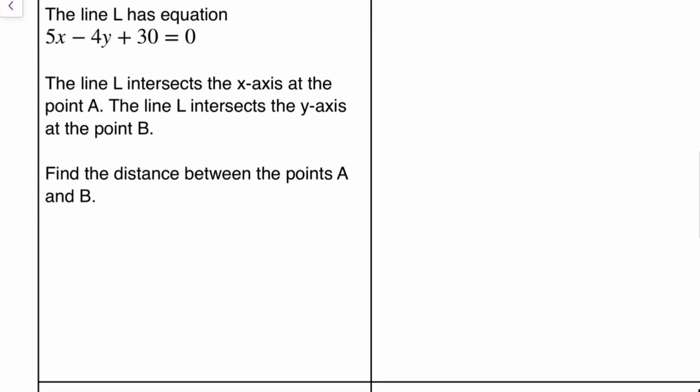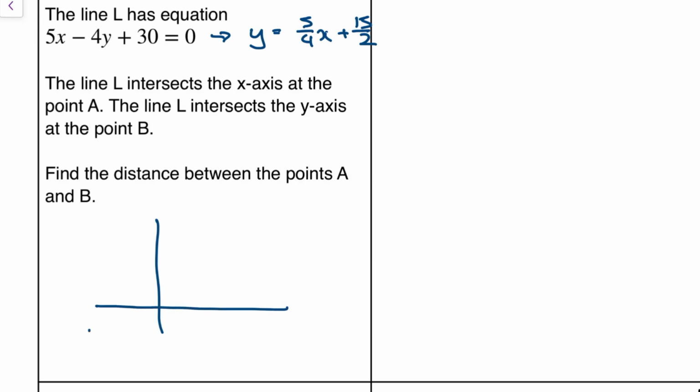Next question. The line L has equation. The line L intersects the x-axis at A. The line L intersects the y-axis at B. So in other words, let's rewrite this first, because I think we all know it better the other way around. So that's the same as y is equal to 5 over 4x plus 30 over 4, which is 15 over 2. So in other words, I've got a line that's a positive gradient, it goes through 15 over 2, so it's going to look like this, isn't it? And then it says, blah, blah, blah, A and B.